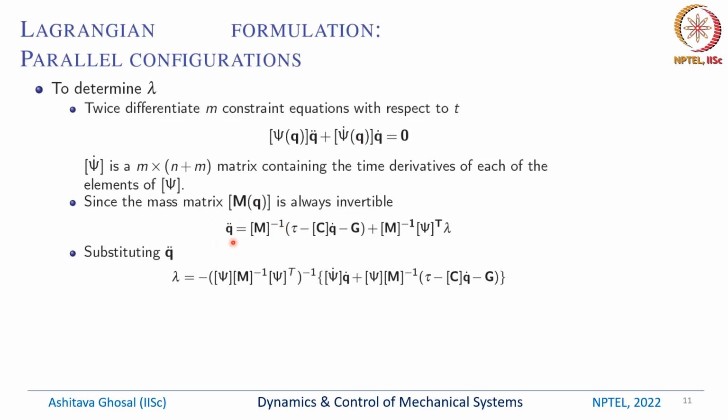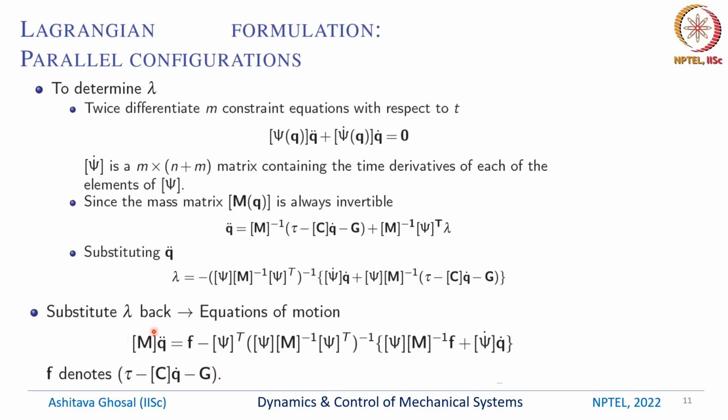So once we have this q double dot, we can substitute it back into this constraint equation, which we have differentiated twice, and then you can see that you will be left with only lambda. If you do some simplification, you will get lambda in this complicated form: psi m inverse psi transpose, the whole thing inverse, and then psi dot q dot, which is coming from here, and then psi into m inverse and tau minus c q dot minus g, with a minus sign.